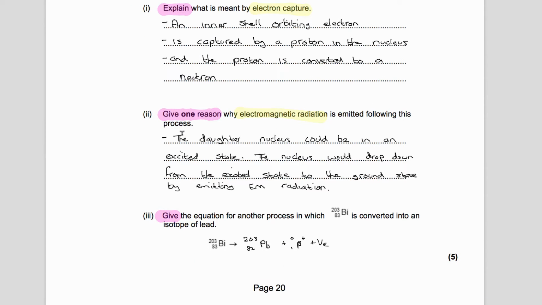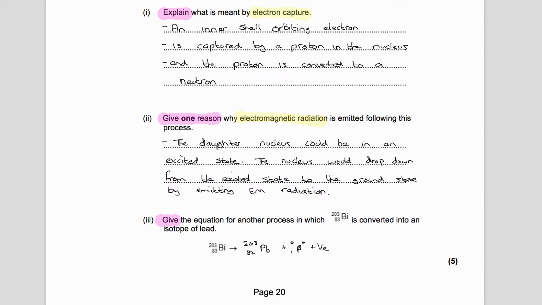For part 2, we're then asked to give just one reason why electromagnetic radiation is emitted following this. Well, once this happens, the daughter nucleus or the new nucleus could be in an excited state, and when that happens, the nucleus drops down from an excited state to the ground state, and when it does that, it emits electromagnetic radiation. So there was 1 mark for just saying that, really. So that's basically exactly the same as the excited atoms that you looked at in your first year.